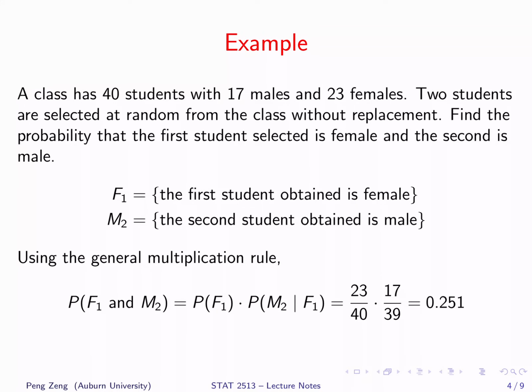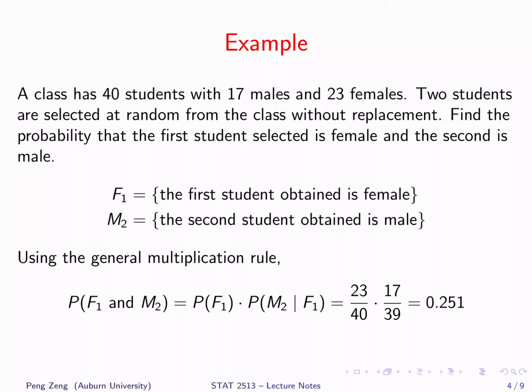Let's check a different example. A class has 40 students with 17 males and 23 females. Two students are selected at random from the class without replacement. Find the probability that the first student selected is female and the second is male.